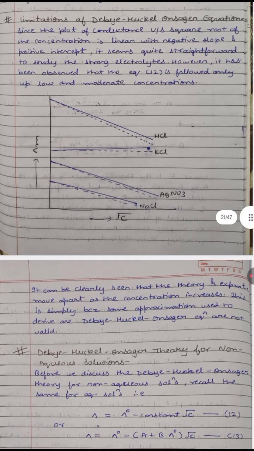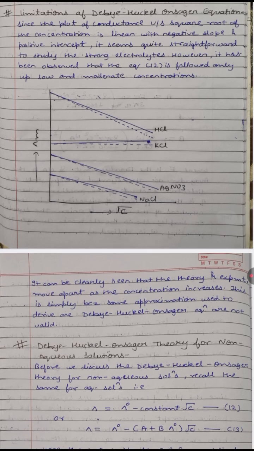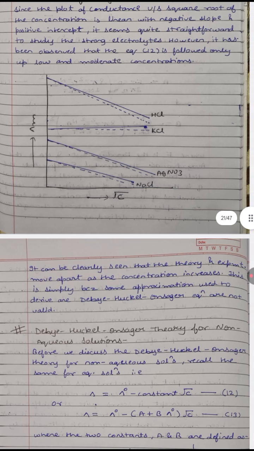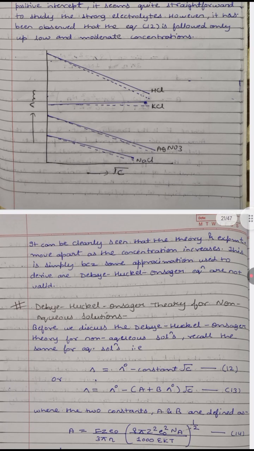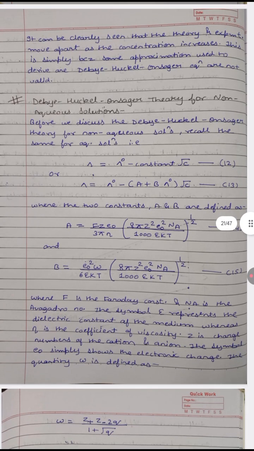Next topic is limitations of Debye-Huckel-Onsager equation. Since the plot of conductance versus square root of the concentration is linear with negative slope and positive intercept, it seems quite straightforward to study the strong electrolytes. However, it has been observed that equation 12 is followed only up to low and moderate concentration. It can be clearly seen that the theory and experiment move apart as the concentration increases. This is simply because some approximations used to derive our Debye-Huckel-Onsager equation are not valid.